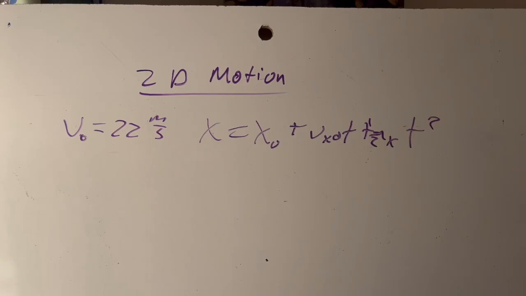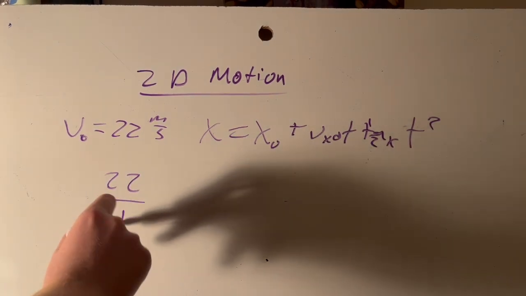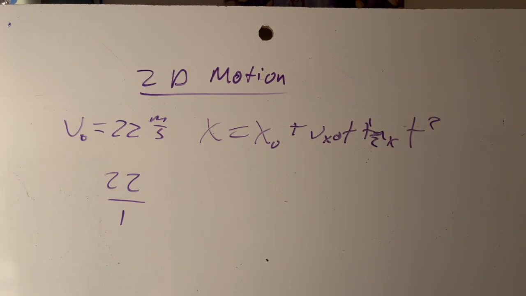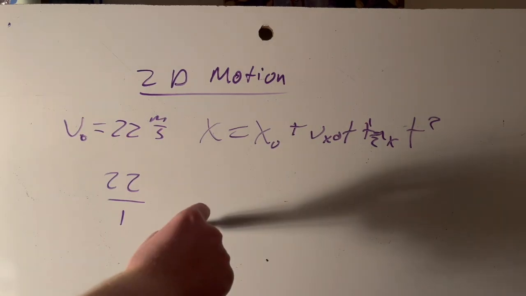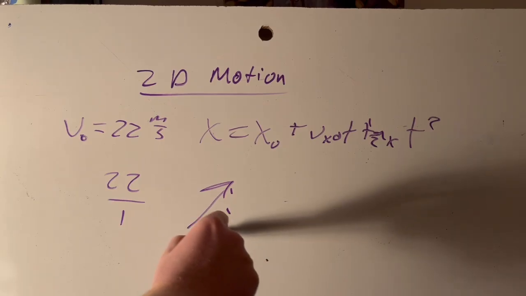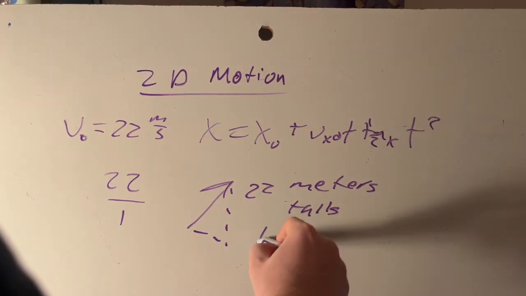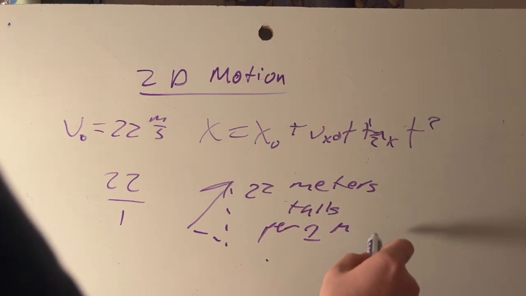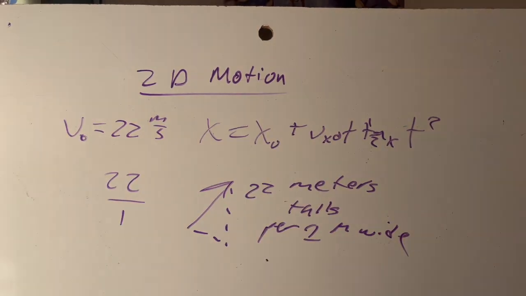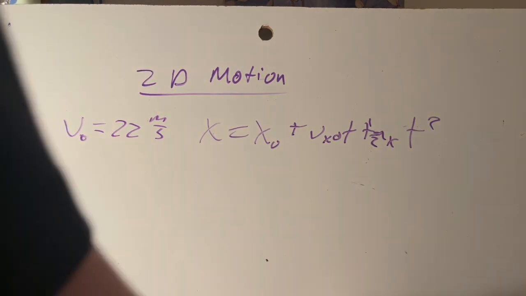Well, the horizontal component is going to stay constant. And when you want to find the horizontal component, you can take this number and see what the fraction is. So 22 is equal, well, to 22 over 1. I know it seems dumb, but this is essentially our fraction. So the ball is going upward this way, 22 meters tall per 1 meter wide. Okay, so that's essentially our initial velocity here.